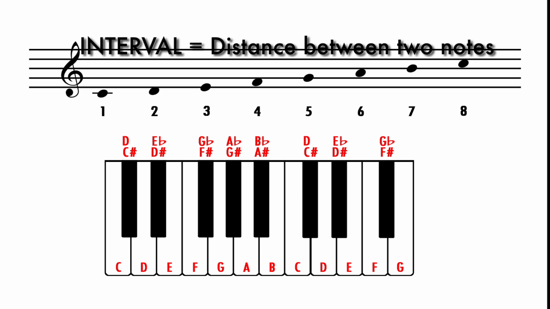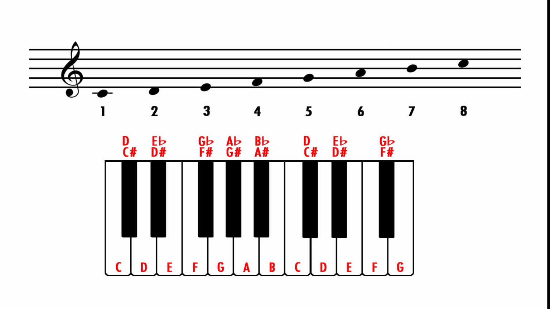Today we're going to be talking about intervals. An interval in music terms is the distance between two notes. They are identified numerically and are numbered similar to the scale degrees. If we look at C major, the interval between C and D is a second, consisting of two semitones.